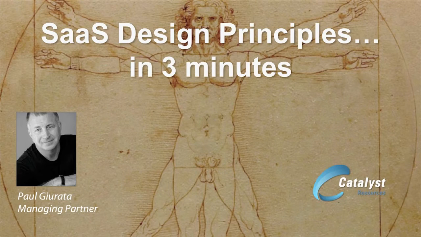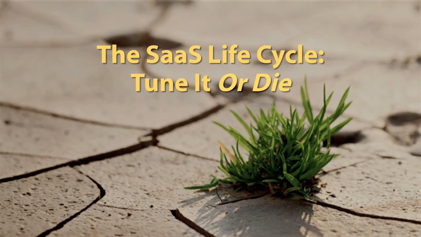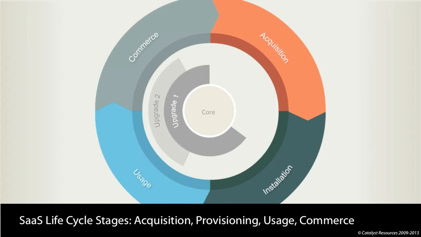This is one of a series of 3-minute videos focused on sharing the best SaaS design principles. Today we're going to be discussing the SaaS lifecycle and why it's essential that you optimize for your survival. Your application is in the middle of this diagram and ideally broken into modules of progressive functionality that can be added on by customers. The SaaS lifecycle are the business processes and activities that surround your core application. They fall into 4 categories of acquisition, installation or provisioning, usage, and commerce.